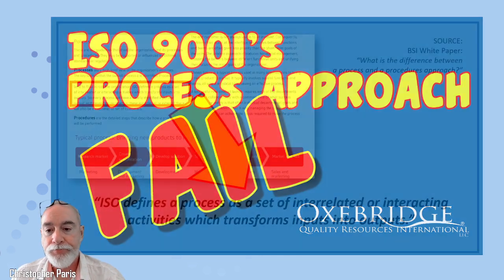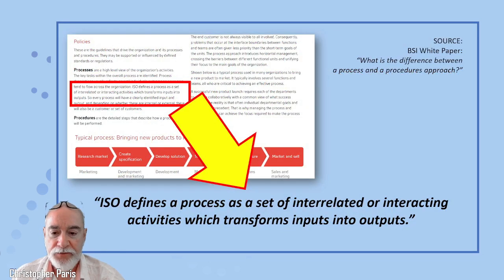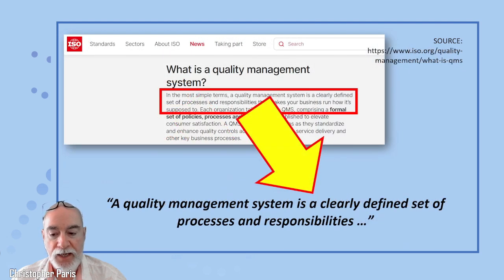The first thing that you have to understand is that ISO defines, well, let's just read it. This is from a BSI white paper. It was published with ISO's permission. It says ISO defines a process as a set of interrelated or interacting activities which transform inputs into outputs. So that's what a process is. A process is something that you do that converts inputs into outputs, according to ISO and BSI.